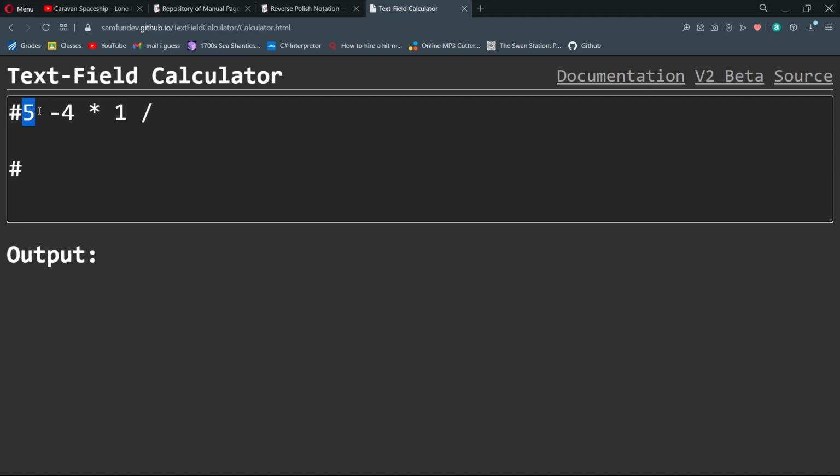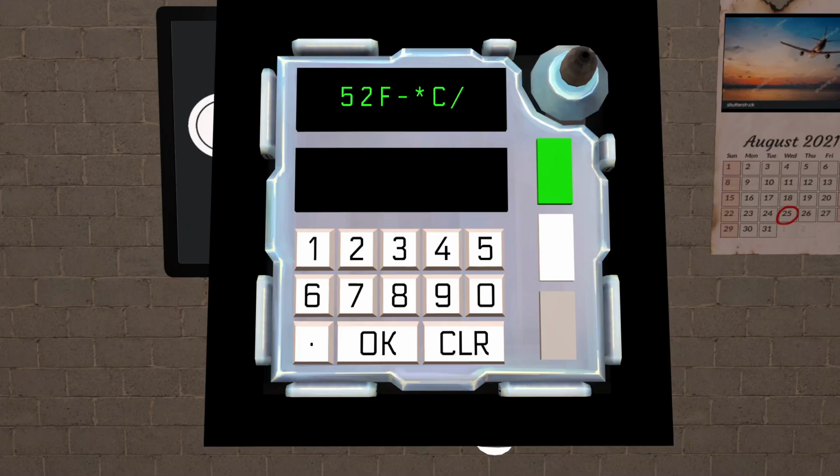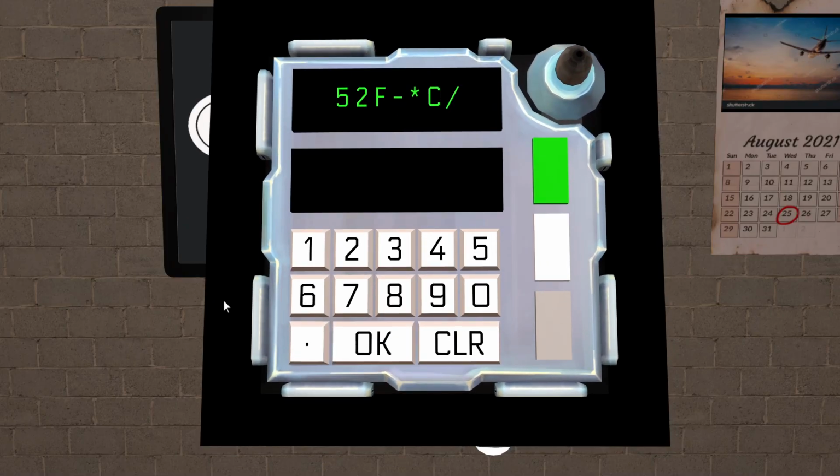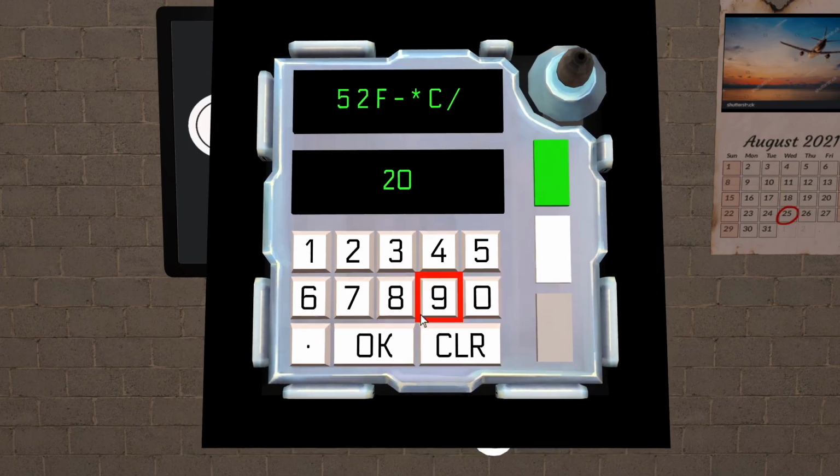And then we restart our queue. So we have 5, then negative 4, and then we have a multiply sign, or multiplication symbol. 5 times negative 4 is going to be negative 20, so our current answer is negative 20. And then we continue on. Negative 20, then 1, then divided. Negative 20 divided by 1 is, well, negative 20. Any number divided by 1 is the original number. So, we would enter in negative 20 onto the module. However, whenever you get a negative number, you're just going to drop the negative sign. So in this case, we're going to have the answer of 20.